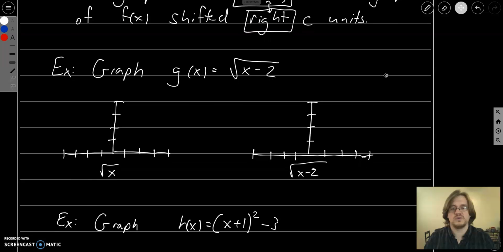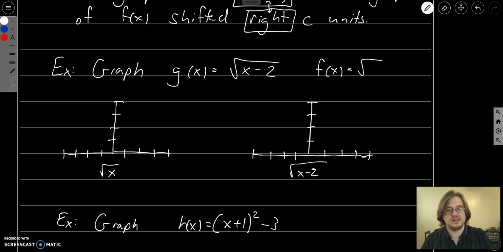So let's do one more quick example of just this. So we'll look at g of x is the square root of (x minus 2). So the first thing is that this should look a lot like the function f of x is just the square root of x. So if we graph this, this is going to look like the following. Just kind of like a parabola that's been tipped on its side, but only the top half.